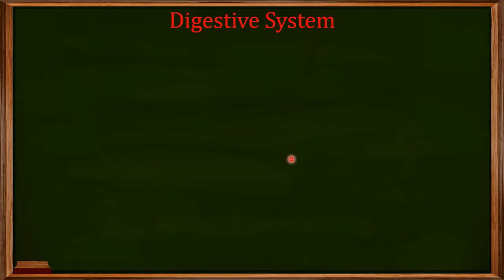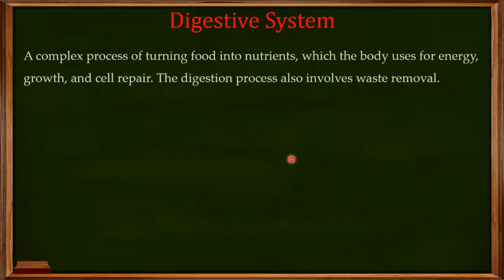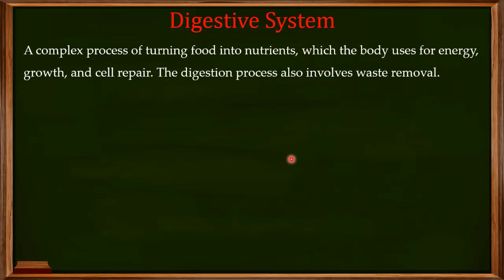So you should have an idea how the digestive system normally works and how these pathogenic microorganisms disturb the normal digestive system. So if you define this digestive system, we will start with the definition. The digestive system is actually a complex process which turns food into nutrients, and these nutrients are then used by the body for energy, growth, and cell repair.